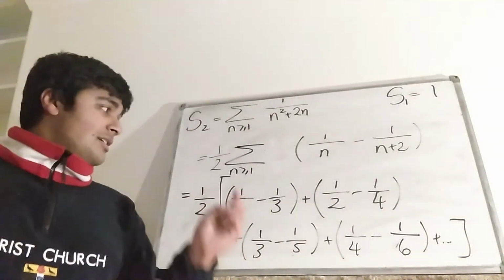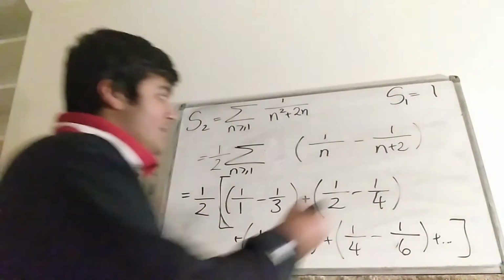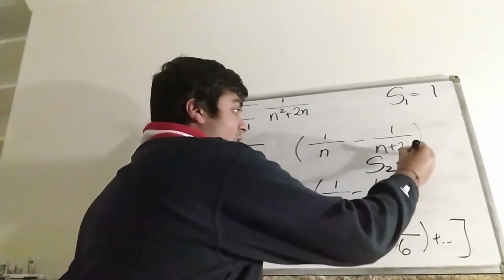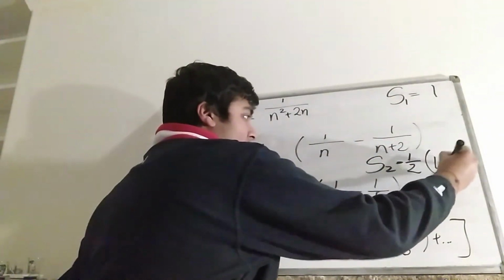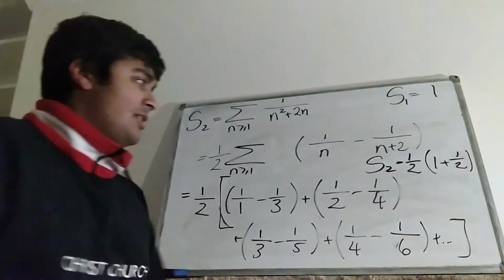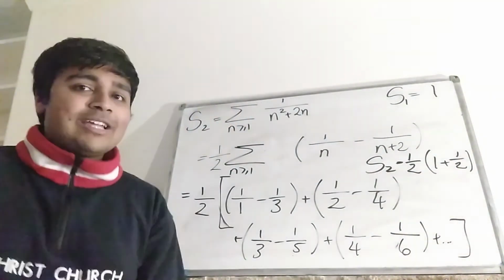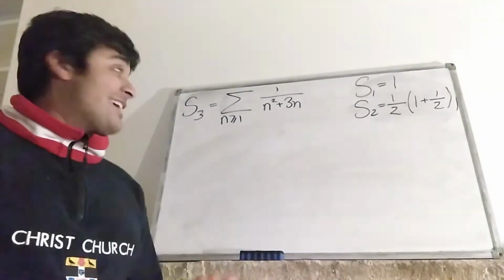Okay, and then we've got this half term out front. So S2 is just a half times 1 plus a half. And you'll see why I'm writing it in this way in just a second when we look at S3. Okay, so now let's look at S3.